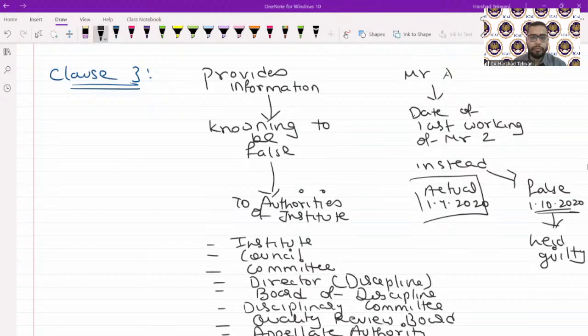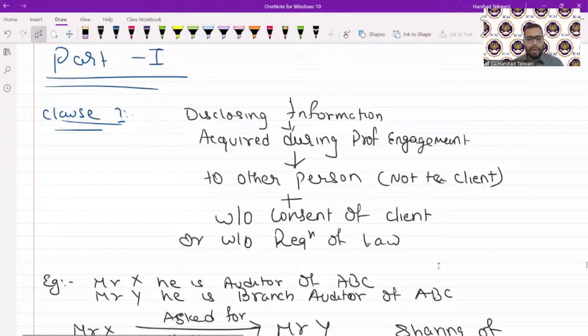If you see clause 1 of part 1 of the second schedule, it talks about a member who fails to disclose, or discloses, information acquired during professional engagement to a person who is not a client without the consent of the client or without the requirement of law, then he will be held guilty of professional misconduct. That we discussed in clause 1, part 1. So that is taken care of over there. This is for a member in general, or where a member is an employee of a company. I hope I'm clear.